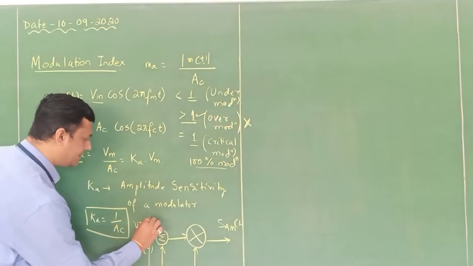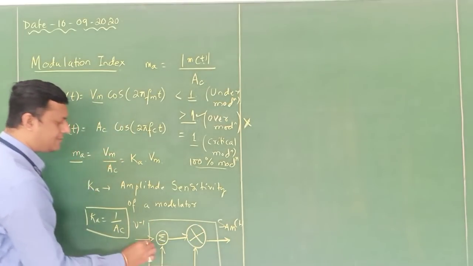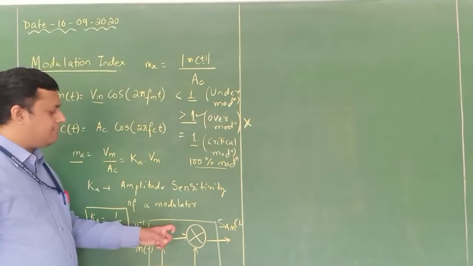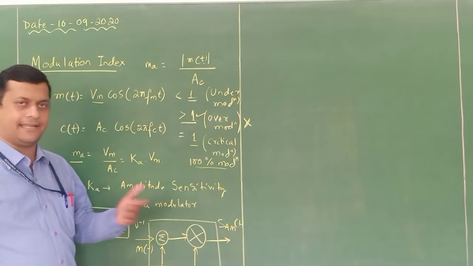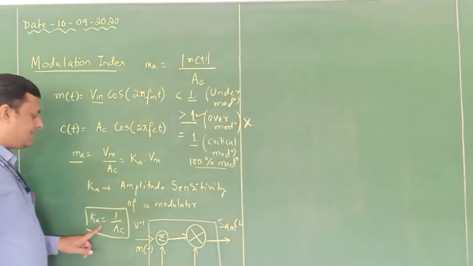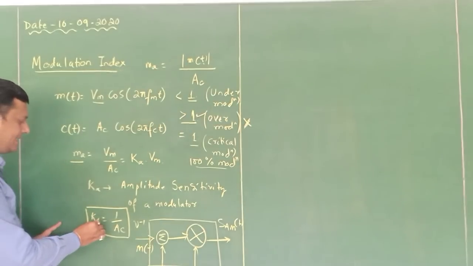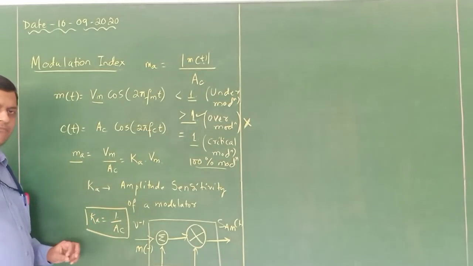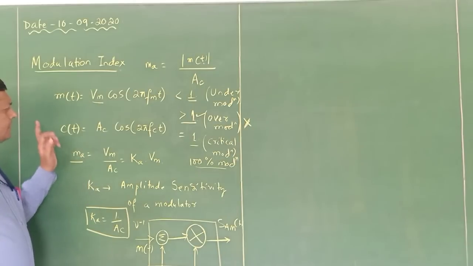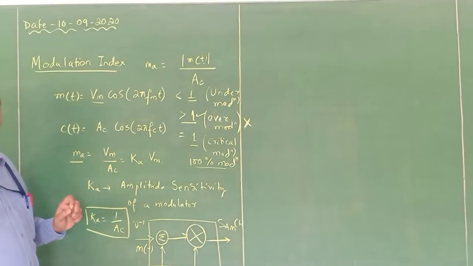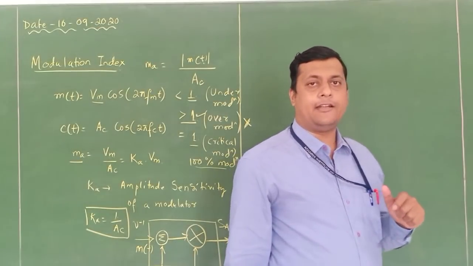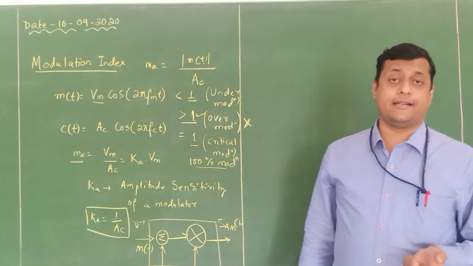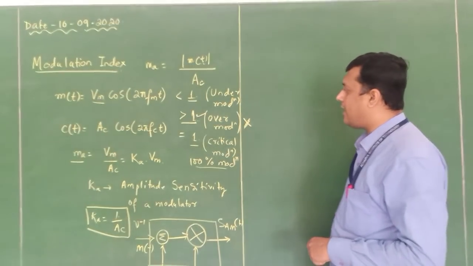Now here this is the system, I will say it is called a modulator. Okay, this modulator has an amplitude sensitivity towards carrier. So that amplitude sensitivity towards carrier is k suffix a, which is equal to 1 by AC. So this is my modulating signal, this is my carrier signal, this is the modulation index. Now we will represent the AM signal in terms of modulation index. How? Let's see.